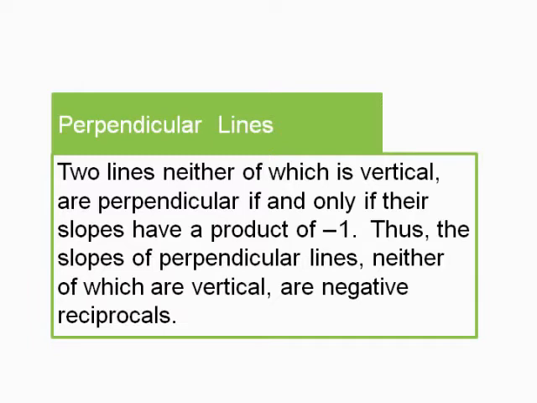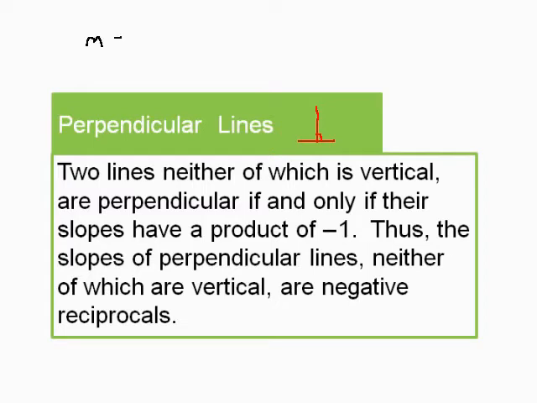Now, perpendicular lines, if you remember your old high school geometry, are two lines that form right angles. So that's an old geometry formula. Notice here it says two lines, neither of which is vertical, are perpendicular if and only if their slopes have a product of -1. Thus, the slopes of perpendicular lines, neither of which is vertical, are negative reciprocals. So we talked about that in the major handout here.